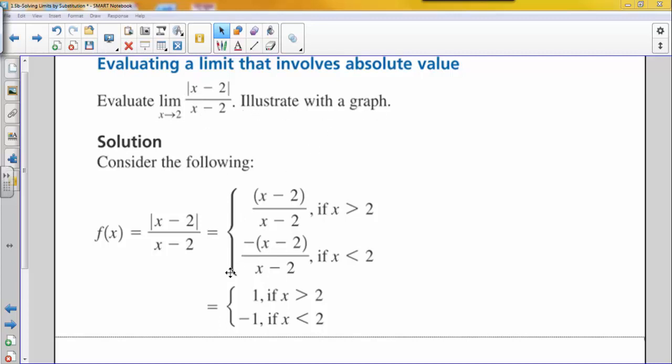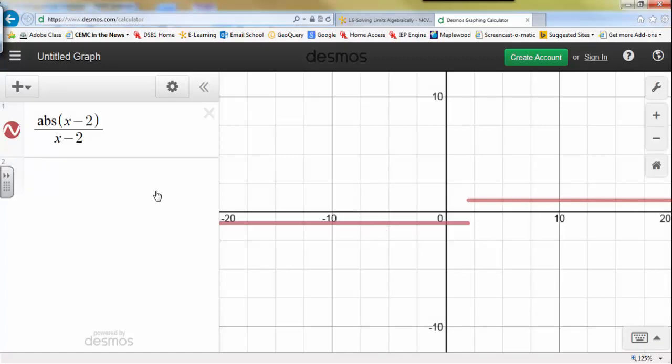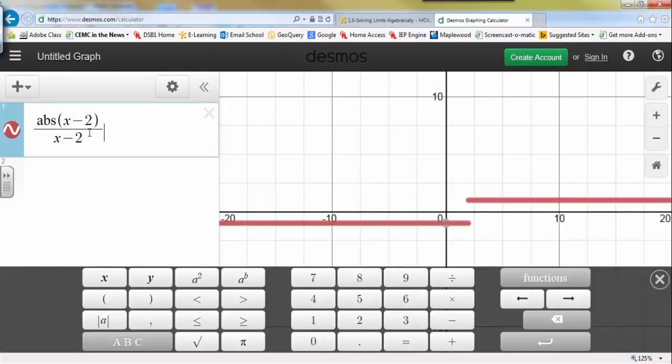And it says illustrate with a graph. My suggestion is you go into Desmos, and this is how we do absolute value. Just ABS around the expression, and you can see here this is the left side as I'm approaching my value here. I've got -1. As I'm approaching from the right side, I've got a limit of +1. Again, overall, the limit does not exist.